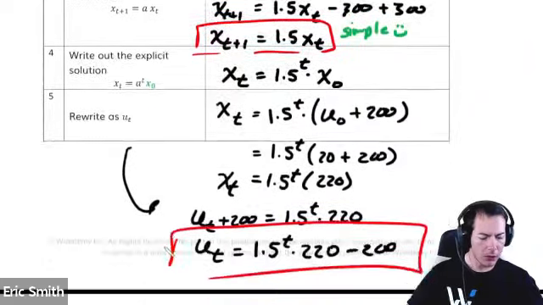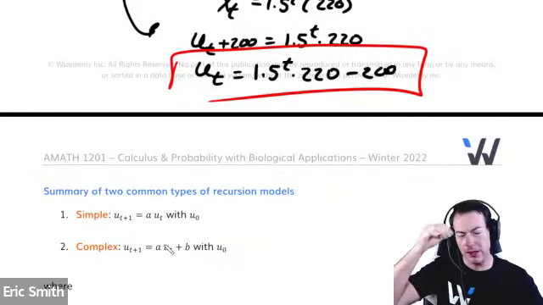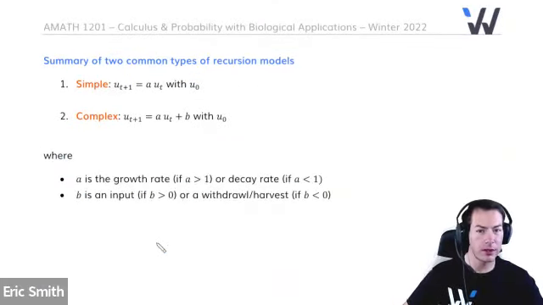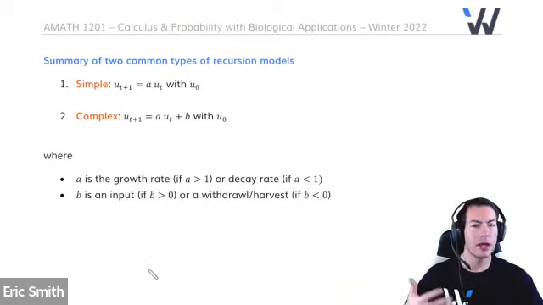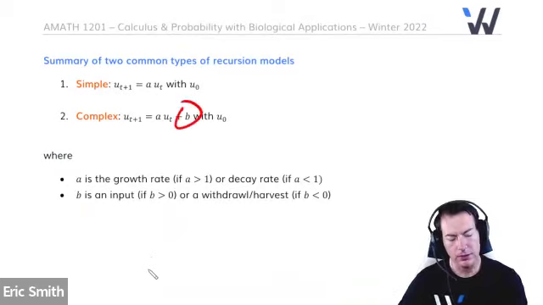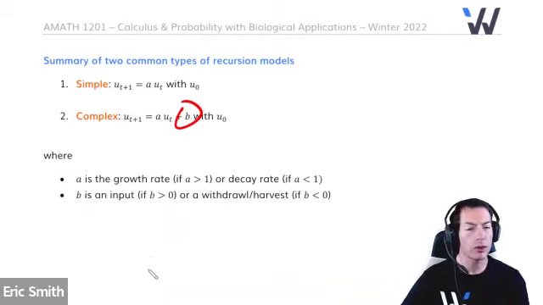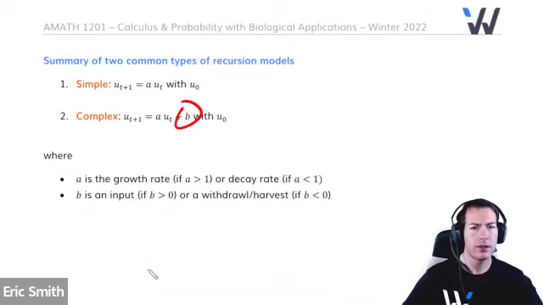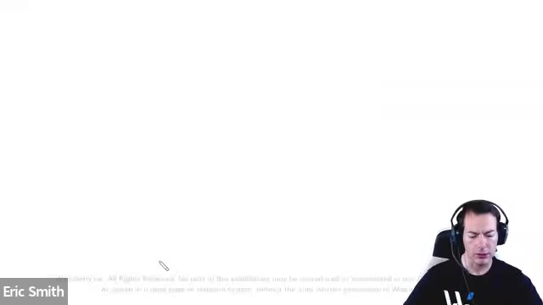All right, looks like we are almost done for today. So I just want to do a couple of more things before we are done. Just some simple things. Notice how we covered two different types of recursion models. We had a simple one and a complex one. Really the only difference is that in the complex one, there was some sort of additional parameter where we were adding or subtracting an amount every single generation. The A in both of these models is really going to represent either a growth rate or a decay rate, depending on how big it is. Think of the value of B, that extra parameter, as really like a withdrawal or harvest rate. It's adding a fixed amount every single generation.